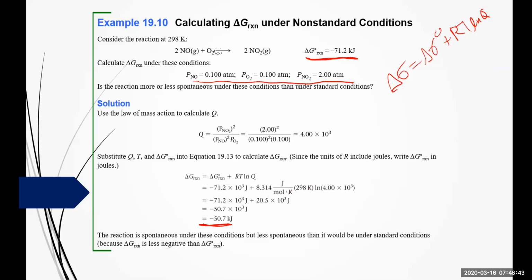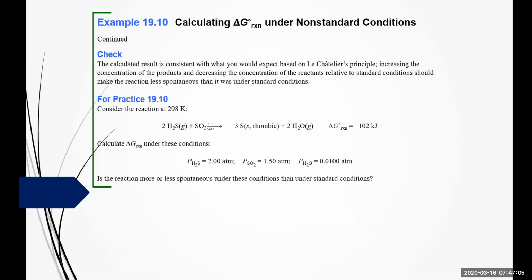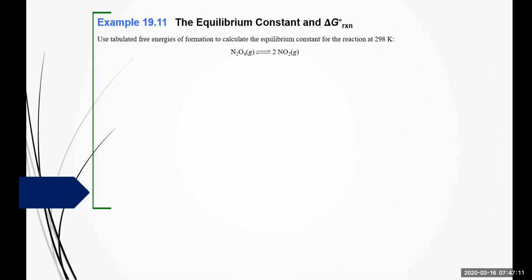Now, we know that this is going to be less spontaneous because it's not as negative. It's less negative than our delta G naught. So because we're not at 1 atmosphere of each, we've definitely changed away from being as spontaneous as we used to be. Right. There's another practice one here that you can also work your way through. And then there's one last reaction.